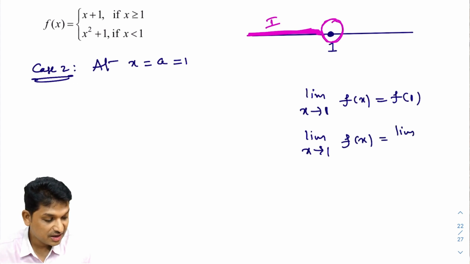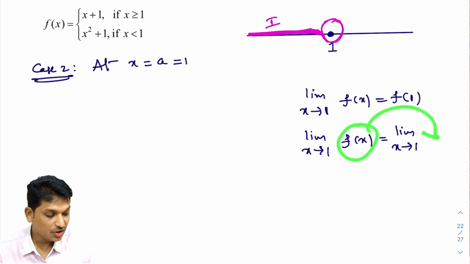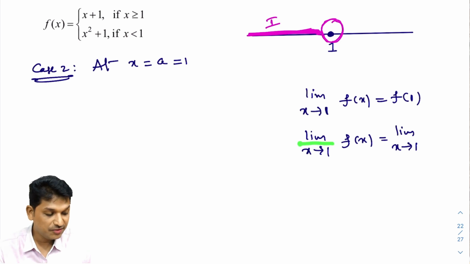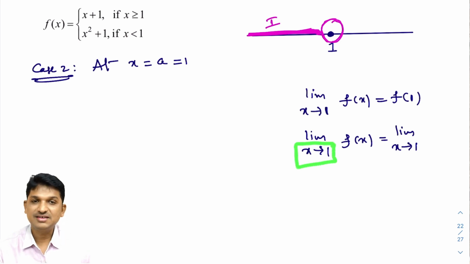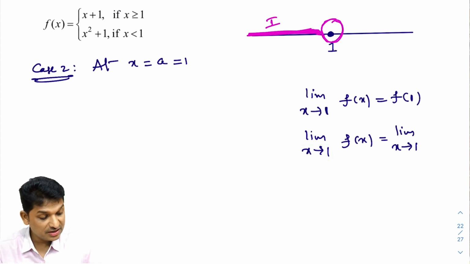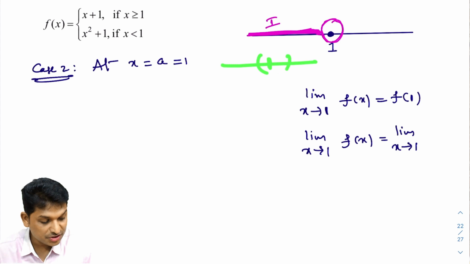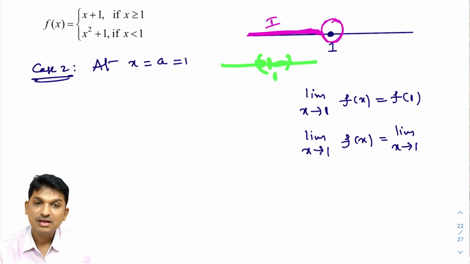Limit x approaches to 1. Now the point is what function to choose. What function do I need to write here? X approaches to 1 means all x values are slightly less than 1 or slightly greater than 1 but not 1. Is this clear? X approaches to 1 means x values are in the neighborhood of 1.